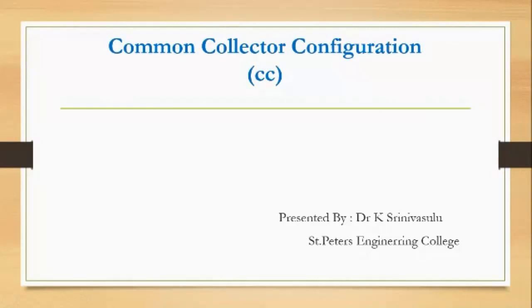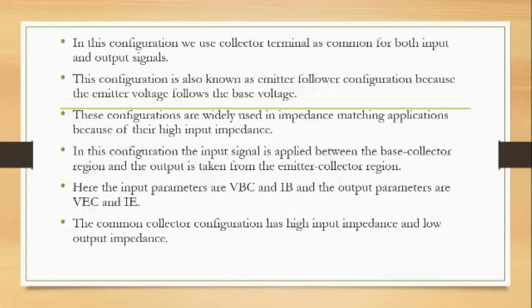This is also one of the configurations of the transistor. Out of three configurations, this is the third configuration, the common collector configuration. What is the common collector configuration? Common collector: collector is common for the input circuit and output circuit. That's what is called the common collector configuration. In this configuration, we use the collector terminal as common for both input and output signals.